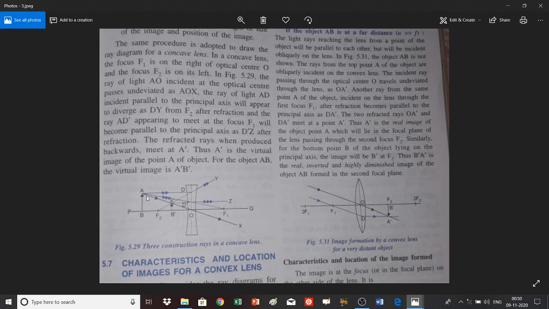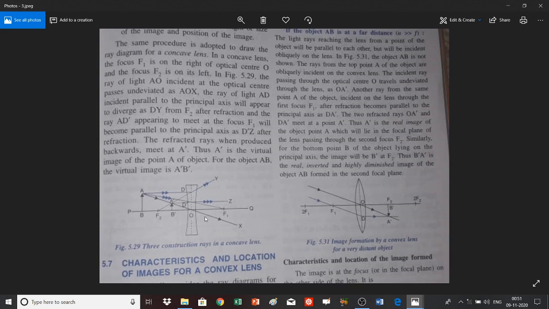So all these diverging rays will meet at this point, here. This is A'. So the image of the point A is formed here, A', and similarly the image of the point B will form here, B'. So A'B' is the image of the object AB. And notice here, interestingly, that this is upright, that is, it is not inverted with respect to the object. Obviously the size of this image is smaller than that of the object.